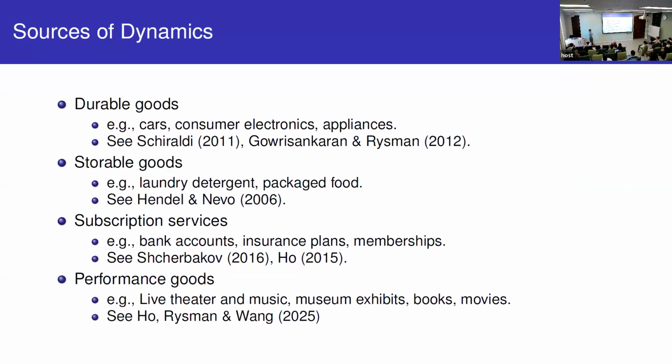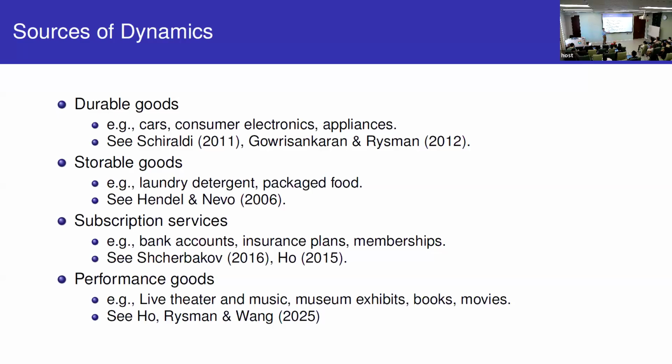Maybe on the motivation for dynamics, you don't really need motivation to study dynamics, but I'll say briefly, dynamics comes up all the time in industrial organization in different classes of products. Durable goods: cars, consumer electronics, appliances. You buy the product today, you're not going to need the same product tomorrow. You've got one from yesterday, and your demand is probably going to go down as a result of having purchased the product.